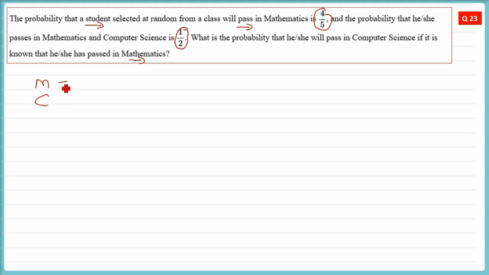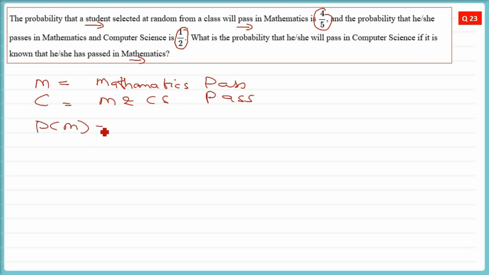So let's call it M and C. M for mathematics and C for computer science. So M is passing in mathematics. C is mathematics and computer science passing. This is, we are calling it as C. So C is actually mathematics and computer science both. The probability of maths is 4 by 5 given. Probability of math intersection computer science is half.